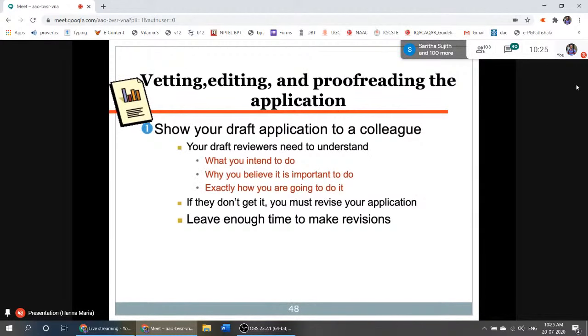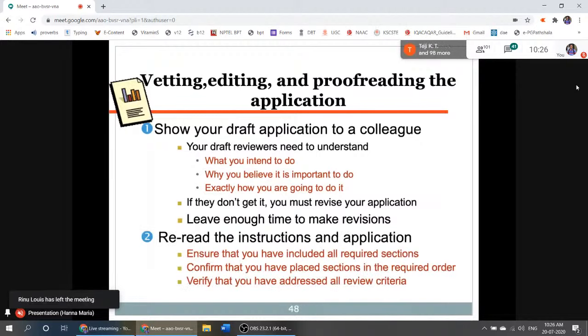Vetting, editing, proofreading. That is very, very important. When you complete a proposal, you send this proposal to many of your friends. In a college, you can ask your colleagues to read that. They will find lots of mistakes. Show your draft proposal to a colleague. Very, very interesting. I know some faculty members are very, very scared to give a copy of your project to your colleague. They said they will steal it. No, they will never steal the idea. My proposals are read by many people. Initially when I wrote a proposal in 87, my proposal was corrected by my PhD advisor. He has gone through it. So always try to give it to your colleague. He will definitely give you good comments. Next one, please.